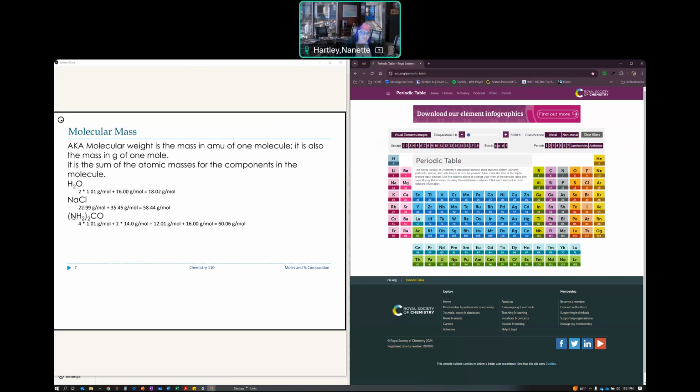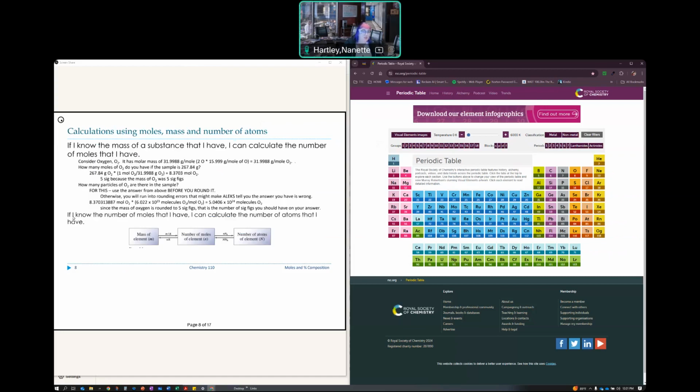Questions on that? From here on out, we will expect that you can calculate a molecular mass and that you can use it to do what we're trying to do. So calculations using moles, mass, and numbers of atoms. This is really no different than what we've been talking about and what we did with lead, but now we're doing it for a molecule.